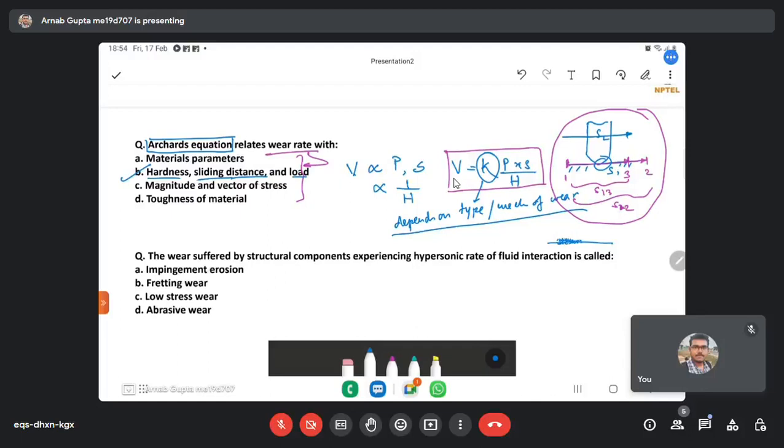So in that line of thought, we can say that, yeah, it's directly proportional to S. And obviously, if the load is higher, then also the wear rate will increase.